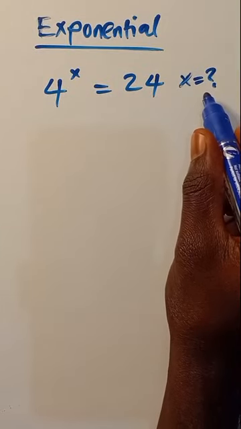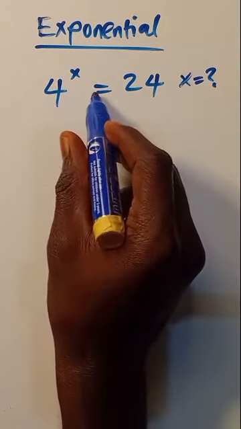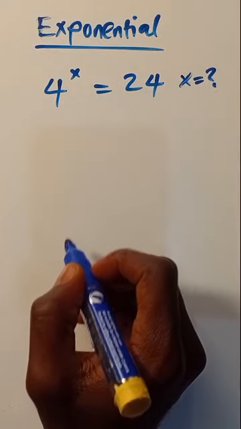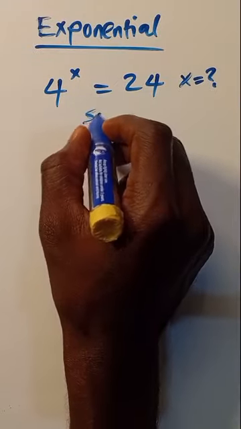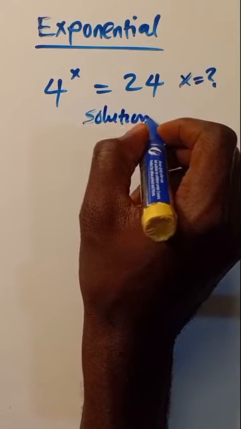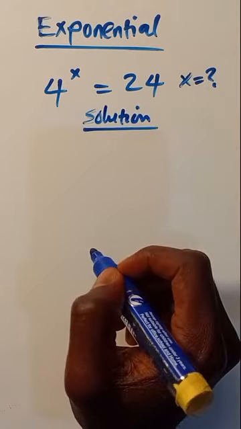What is the value of x, given that 4 to the power of x equals 24? So let's have it to be the solution. Let's introduce log to both sides.